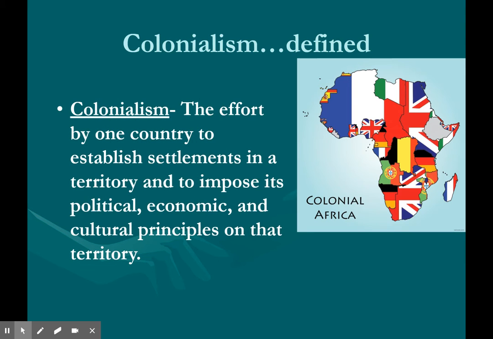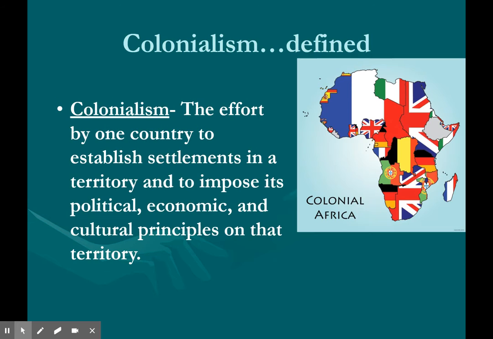So what is colonialism? This is going to be the first step to understanding what happened in Africa. Colonialism is the effort by one country to establish settlements in a territory and to impose its political, economic, and cultural principles on that territory. We're going to see colonialism in action in Africa during the late 1800s and early 1900s especially.